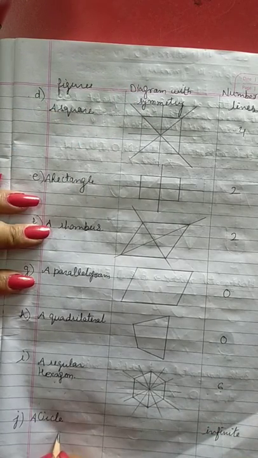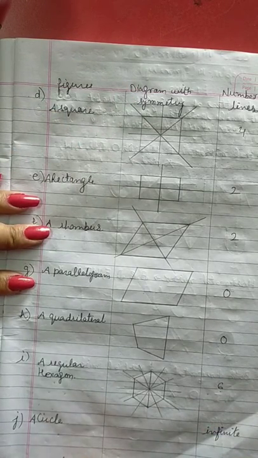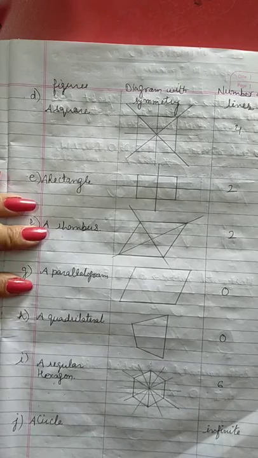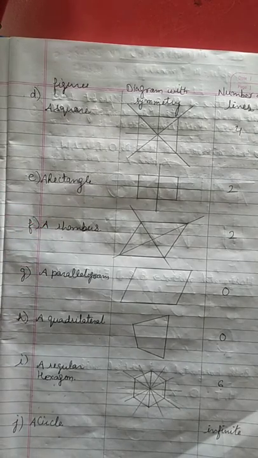Same here with a circle. As we know, in a circle we can draw a lot of diameters, because in a circle diameters are known as lines of symmetry. So in a circle, as I haven't drawn it here, you can draw it yourself, and it has infinite lines of symmetry.